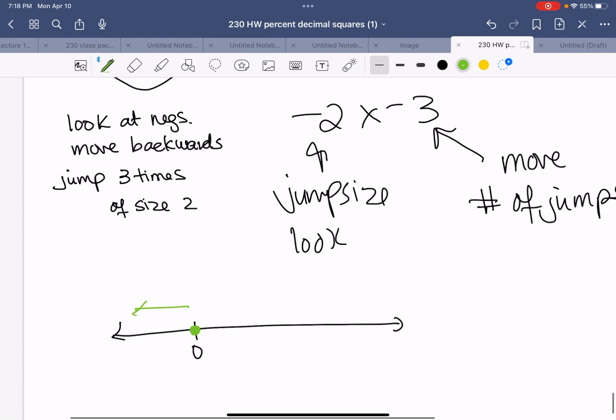All right, we're starting at 0. We are going to look at the negatives, and we are going to move backwards 3 times size 2. So there's 2. Another 2.